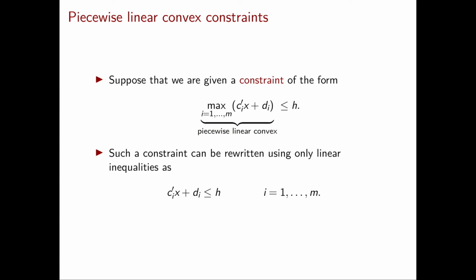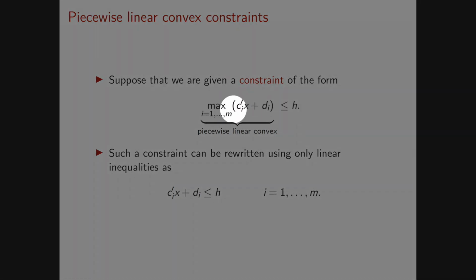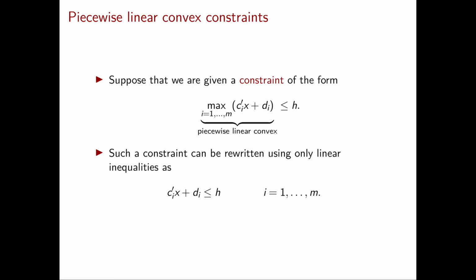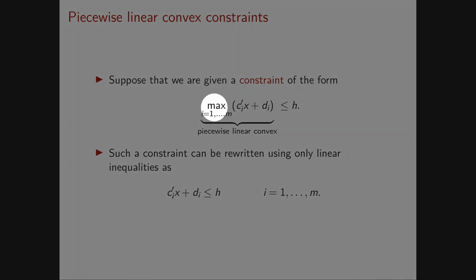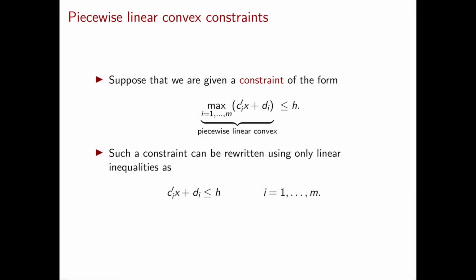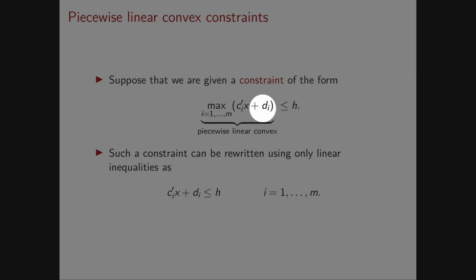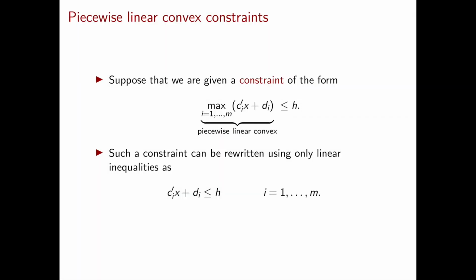So the setting you should be thinking of is that you already have a linear programming problem with a bunch of linear inequalities, and then you have these additional constraints. Let's say you have a solver to solve linear programming problems, and you can't just use the solver with this inequality because it's going to return an error telling you that this is not linear. However, there is an easy way to write this constraint using only linear inequalities.